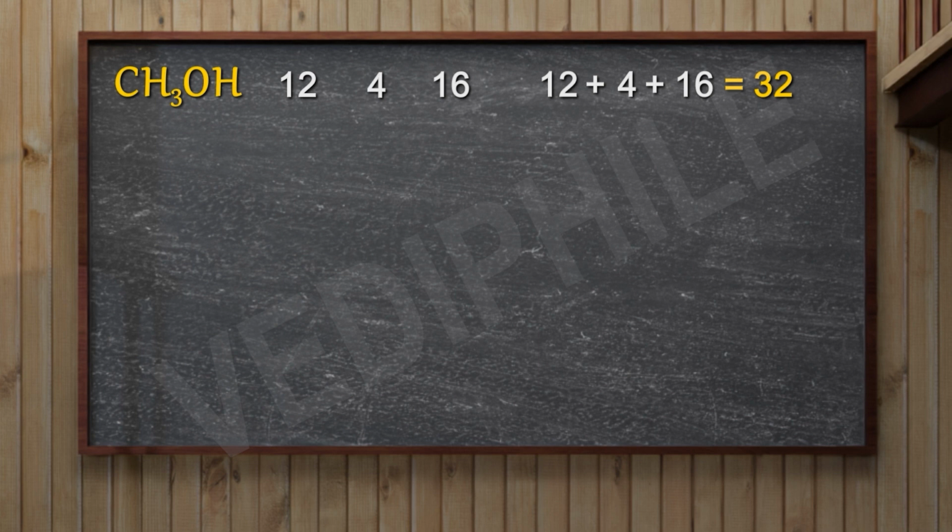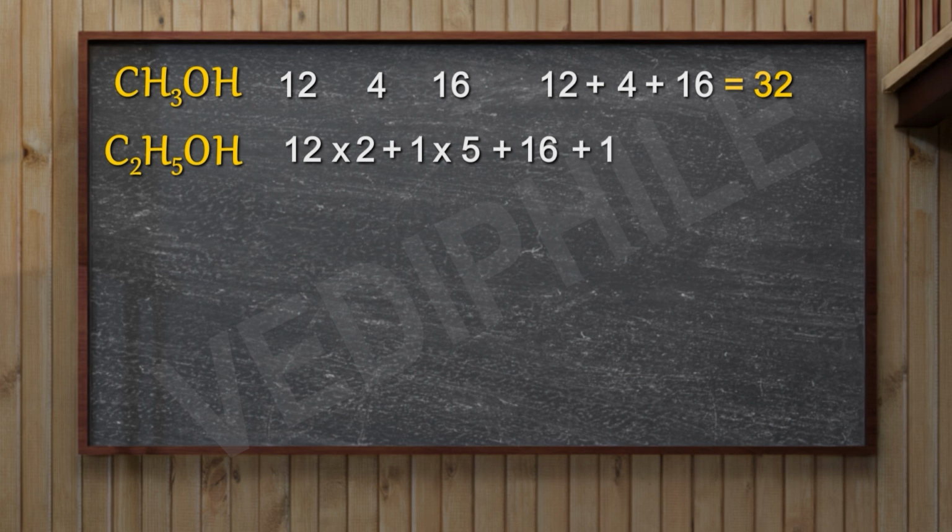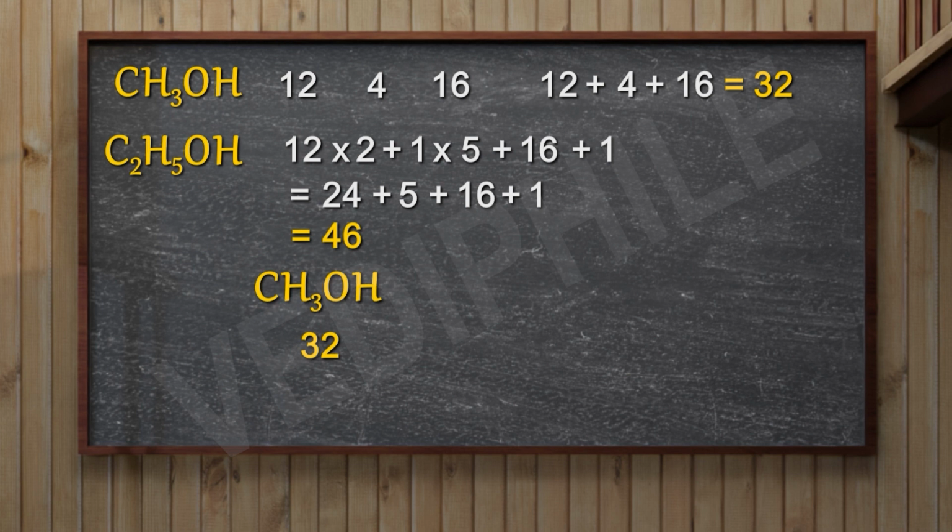The molecular mass of C2H5OH is 12 into 2 plus 1 into 5 plus 16 plus 1, which is 24 plus 5 plus 16 plus 1. So the molecular mass of this formula is 46. Molecular mass of methanol is 32 and ethanol is 46. So the gap is 14.